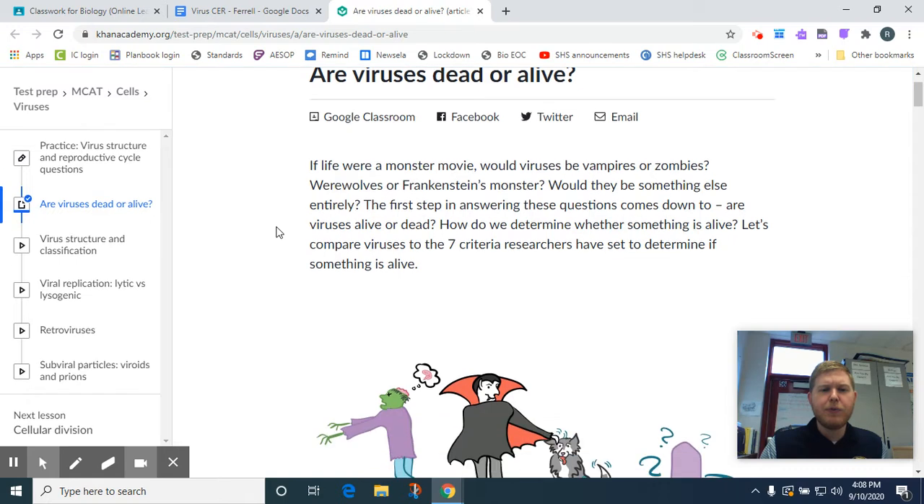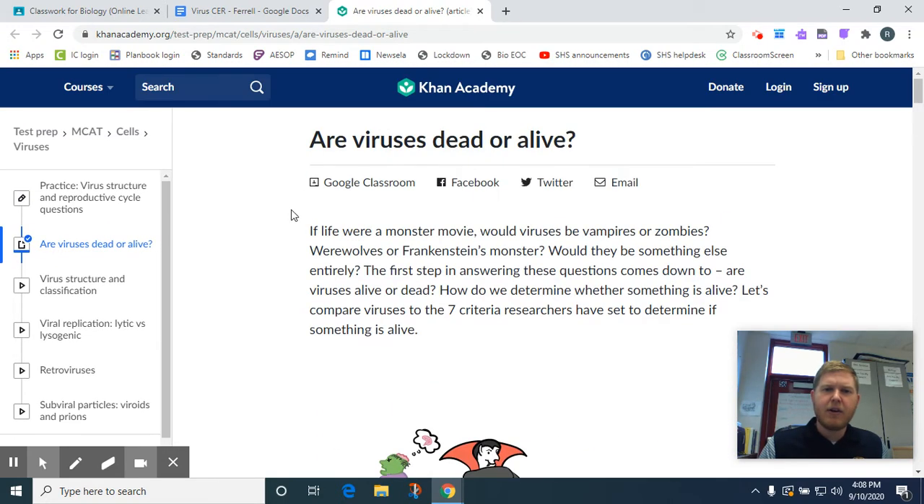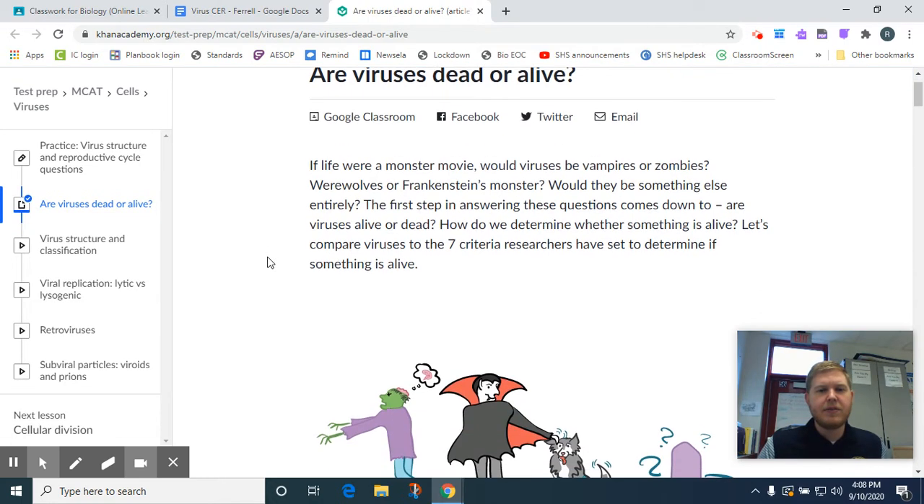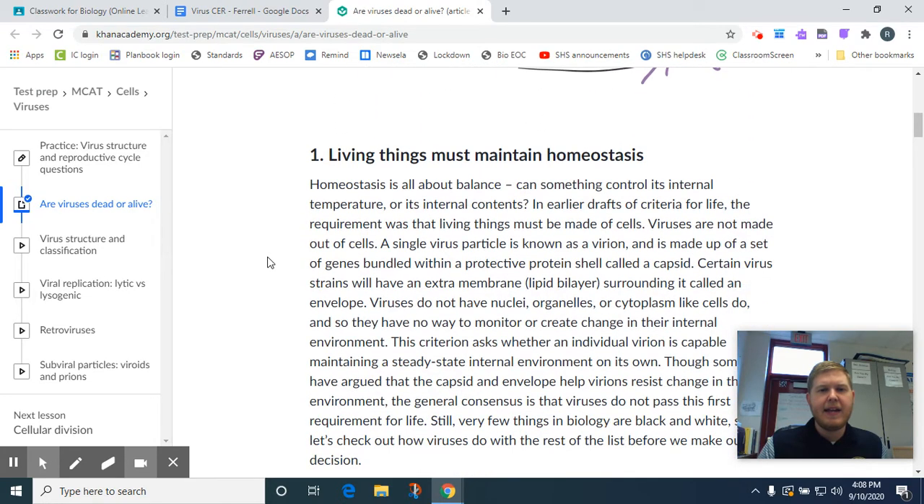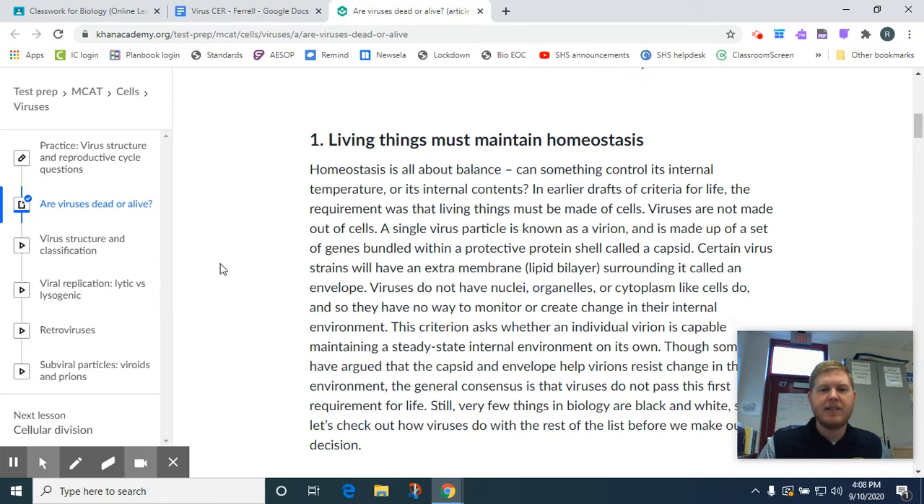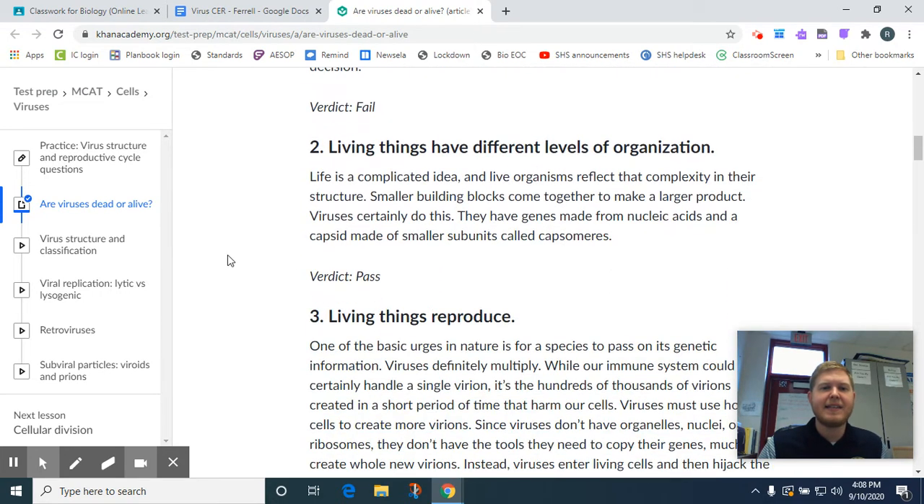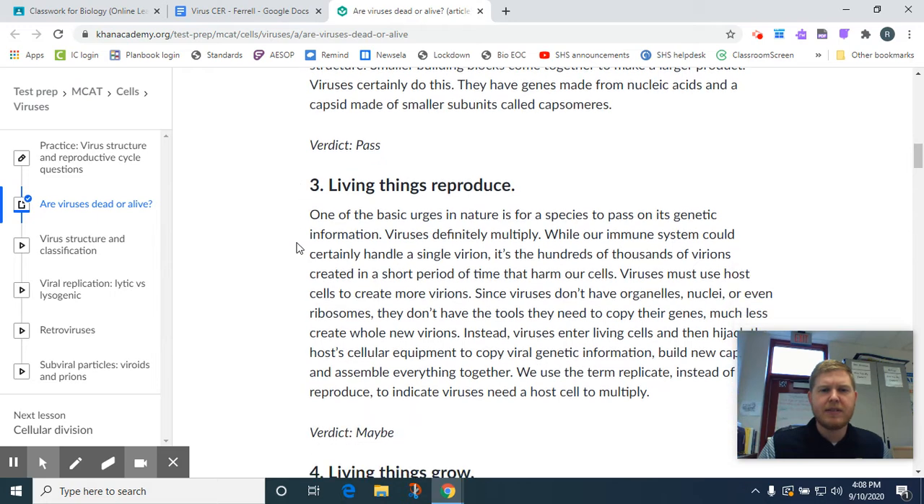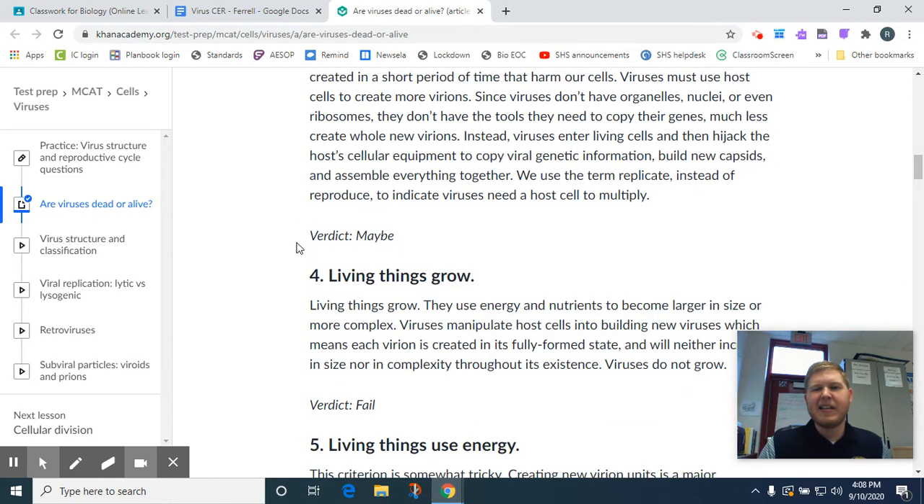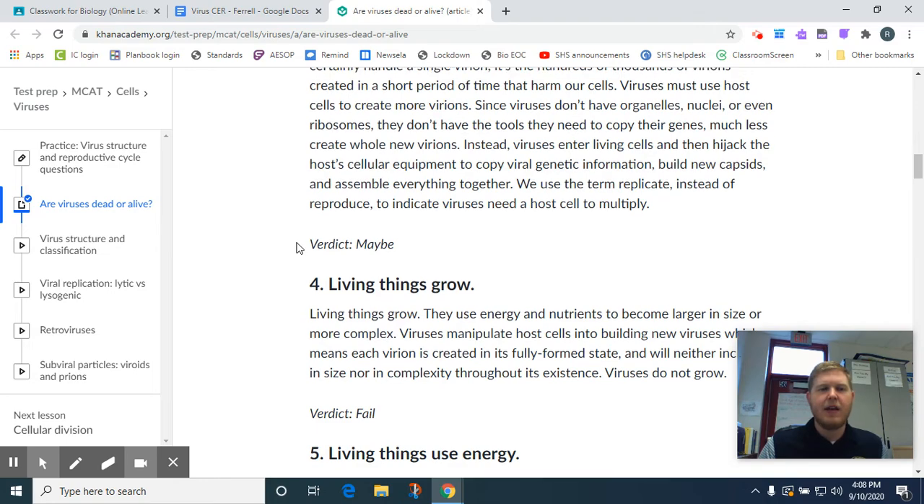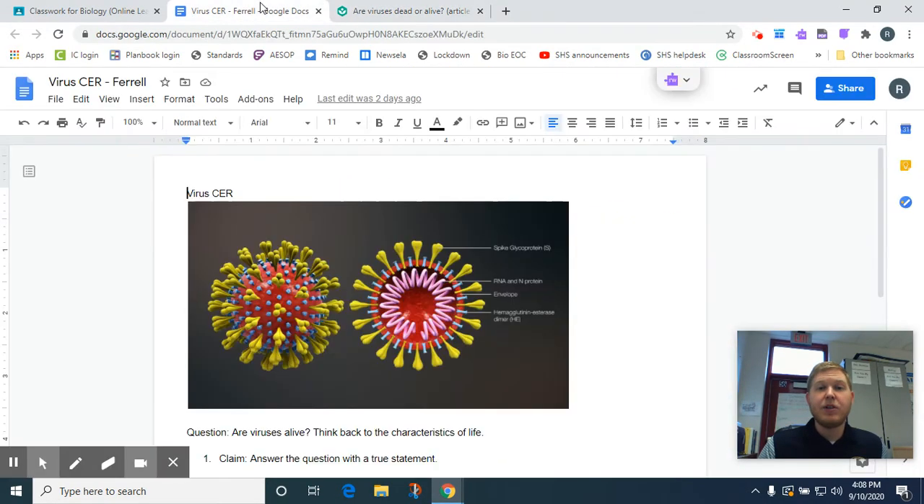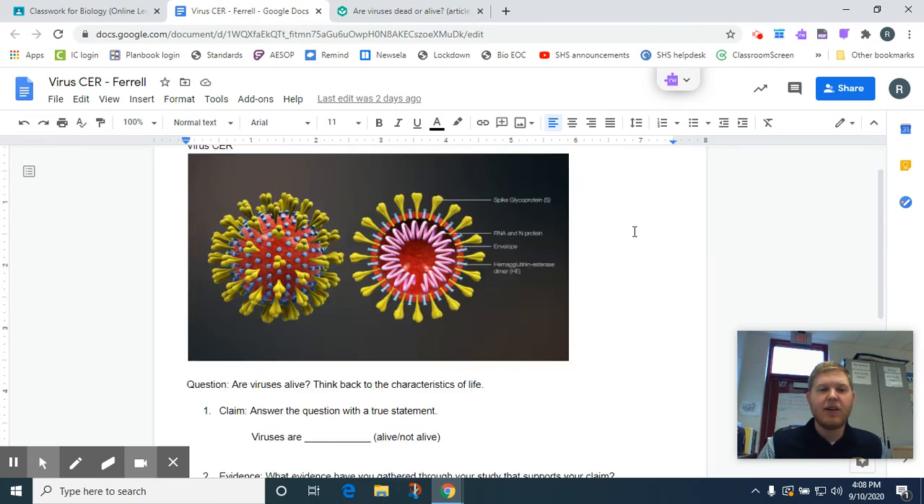First off, you would read through this article. This is talking about whether viruses are dead or alive. We've talked about the characteristics of life and those 7 things. The article goes through and says living things must maintain homeostasis, explains what homeostasis is, and asks whether viruses do that. It talks about each one of those 7 things. They may not be in the same order as we've talked about them, but that's okay. They're all the same 7 things. So you're going to read that, and then once you read that, you're going to complete the CER.